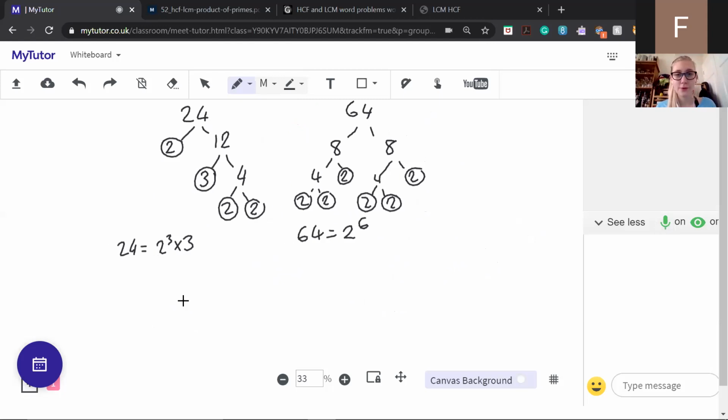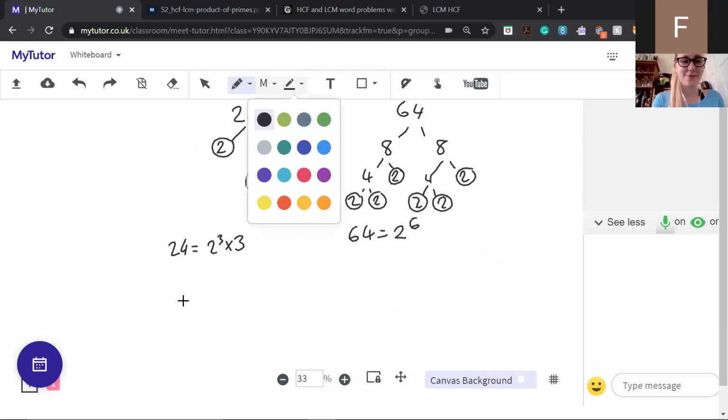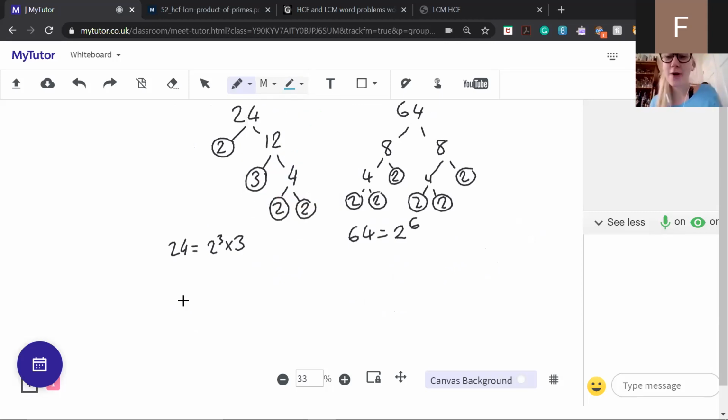And now here's what we do. Here's the magic part. How I do this is I write them all out like this. So 24 is 2 times 2 times 2 times 3. You'll see why I've left a gap in a moment. And 64 is 2 times 2 times 2 times 2 times 2 times 2. So I'm lining up all of the numbers that are the same, and this will make a lot more sense once I've got more numbers than just 2 and 3.